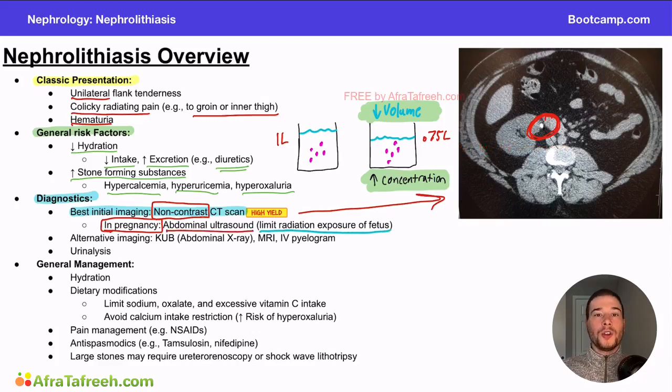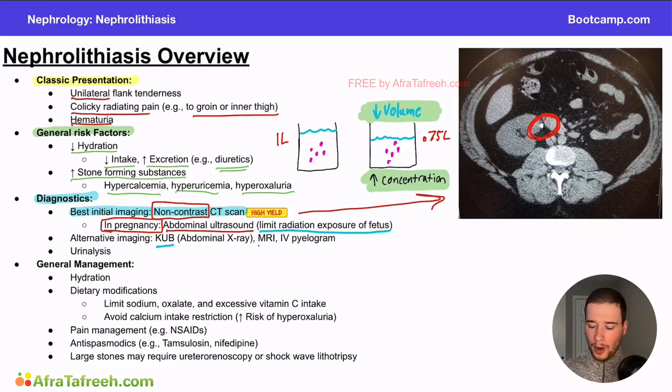There are some other alternative imaging options that are probably not going to be the correct answer in a test question, but I want to mention them here just so you're familiar. One of these is called a KUB. These are not typically preferred because they can actually miss really small stones in the urinary system, and they also are not very good at detecting hydronephrosis. However, CT scan, or a non-contrast CT scan specifically, is very good at detecting both of these things, and that's why it's the preferred imaging study.